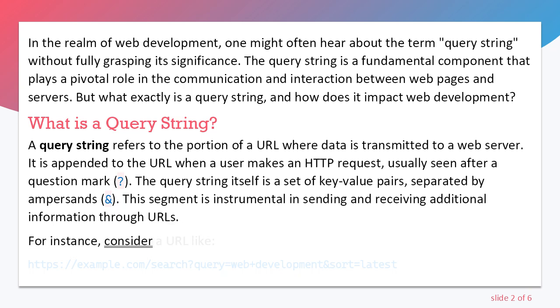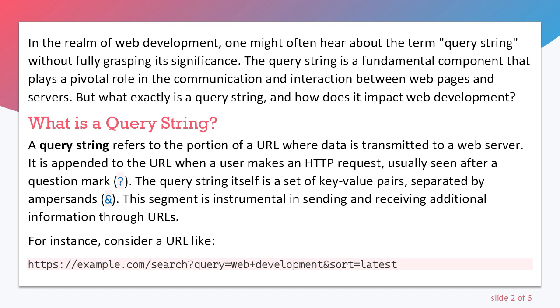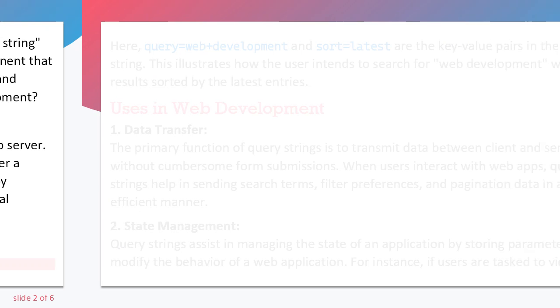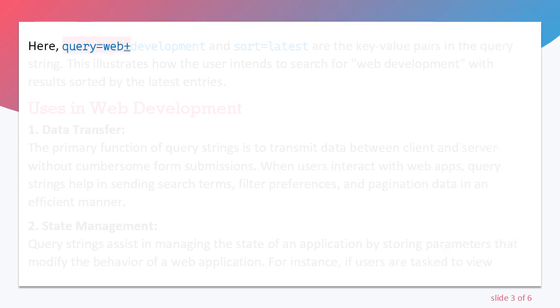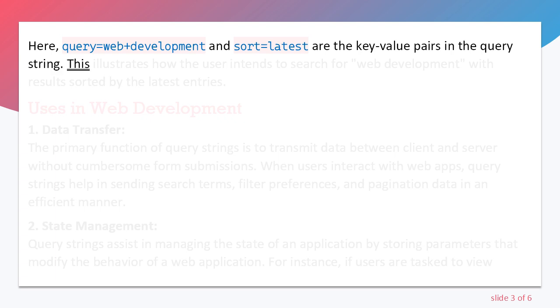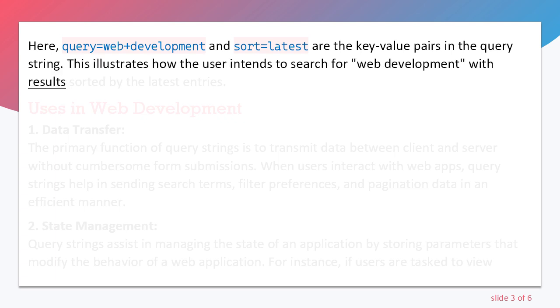For instance, consider a URL like this. Here, query equals web plus development and sort equals latest are the key-value pairs in the query string. This illustrates how the user intends to search for web development with results sorted by the latest entries.